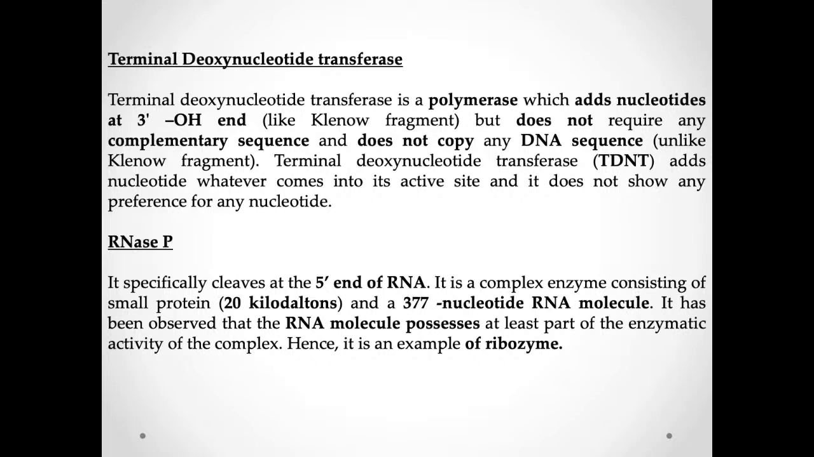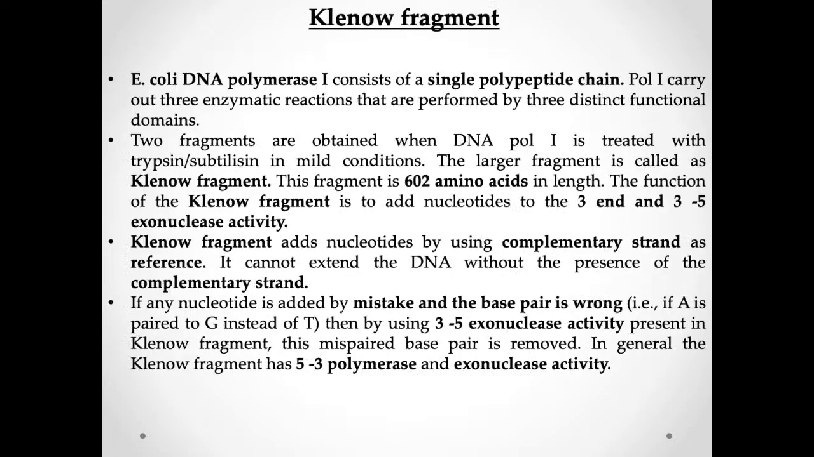Then comes your terminal deoxynucleotidyl transferase. This terminal deoxynucleotidyl transferase is a polymerase which adds nucleotides to a 3 prime hydroxyl group, like Klenow fragment, but does not require any complementary sequence and does not copy any DNA sequence. Further, RNase P specifically cleaves the 5 prime end of RNA. It is a complex enzyme consisting of small proteins and a 377 nucleotide RNA molecule. And it has been observed that the RNA molecule possesses at least a part of the enzymatic activity of the complex. Hence, it is an example of a ribozyme.